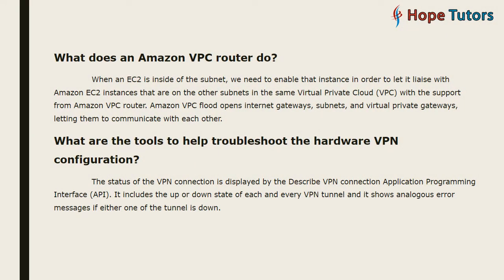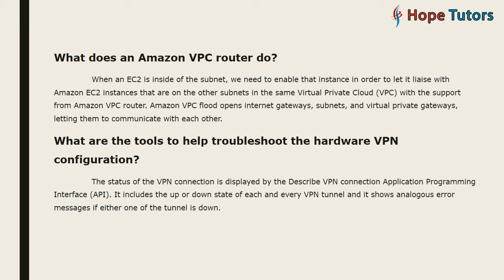What does an Amazon VPC router do? When an EC2 instance is inside a subnet, we need to enable that instance to liaise with Amazon EC2 instances that are on other subnets in the same virtual private cloud, VPC, with the support from the Amazon VPC Router. Amazon VPC Router connects Internet gateways, subnets, and virtual private gateways, letting them communicate with each other.